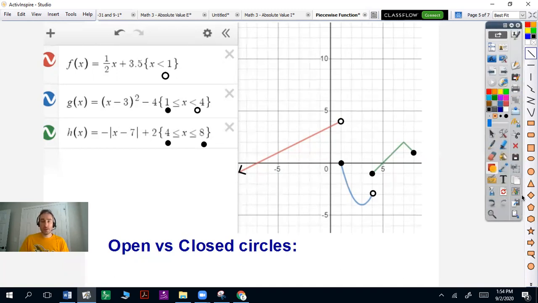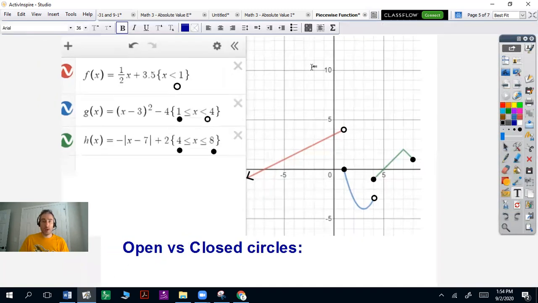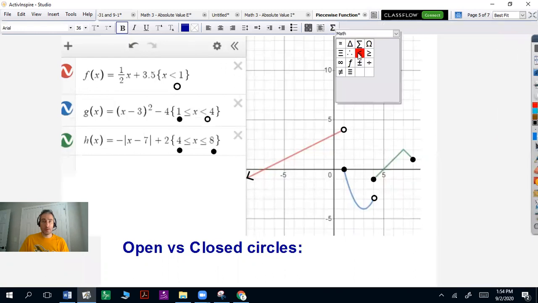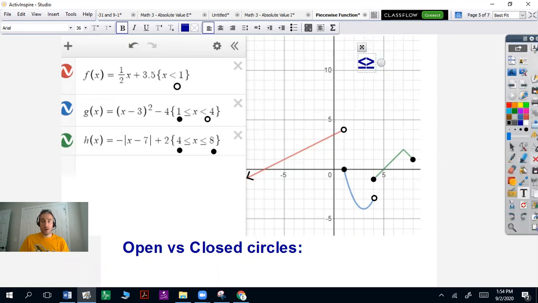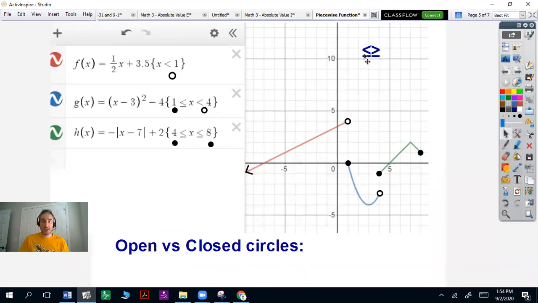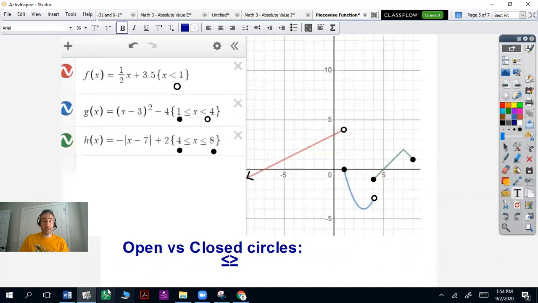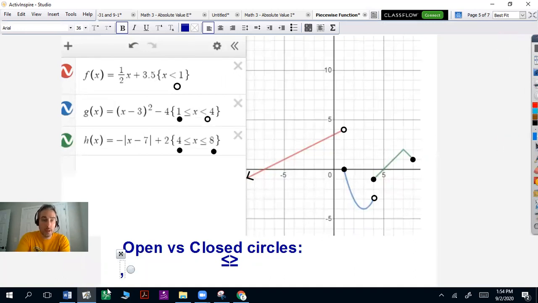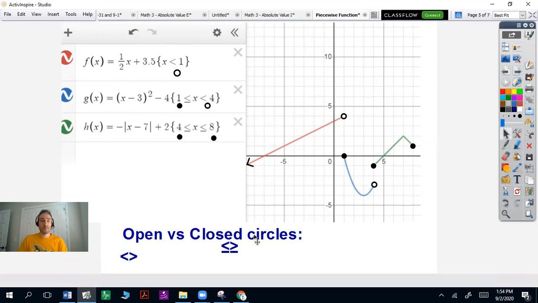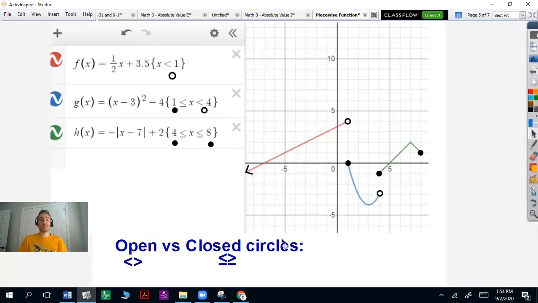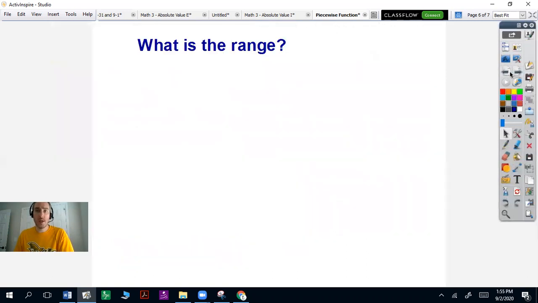Open and closed circles, just to reiterate, an open circle is going to involve just the less than or the greater than symbols. So closed circles will be less than or equal to and greater than or equal to because they include them, whereas the open would be less than or greater than. So now let's analyze the graph a little bit more using the table and all that good stuff.